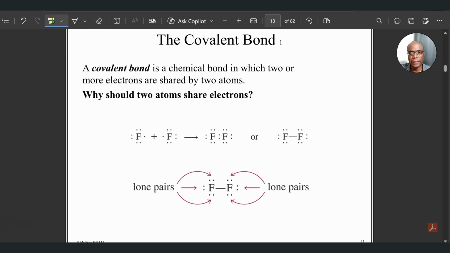Let us discuss the covalent bond. A covalent bond is a chemical bond in which two or more electrons are shared by two atoms. A classic example is when you have hydrogen with one electron and another hydrogen with another electron, you can use fishhook arrows to demonstrate the movement of two electrons to join. So those two electrons will be between the two hydrogens, and there is where you have your covalent bond.